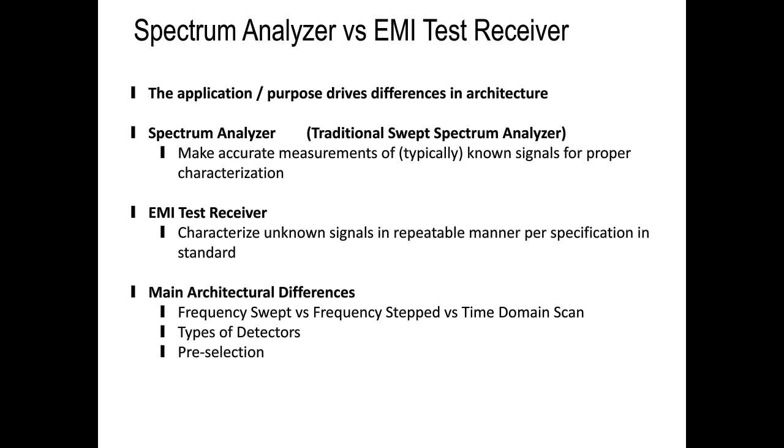The application and purpose drives the difference in architectures of the two. So a spectrum analyzer typically, and I'm referring to more of a traditional swept spectrum analyzer, makes accurate measurements of typically known signals for proper characterization. A receiver is meant to characterize unknown signals in a repeatable manner per a specification in a standard. And that difference in purpose is going to drive differences in architecture that we're about to see, but some of the main ones are the architecture of frequency swept versus frequency stepped versus time domain scan, types of detectors, and of course today's topic is pre-selection.